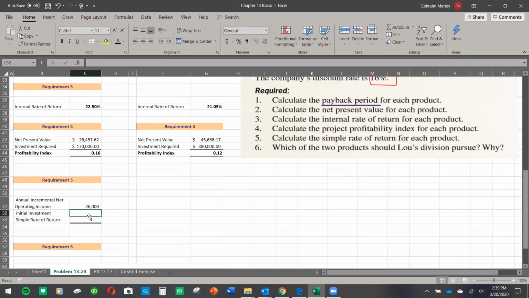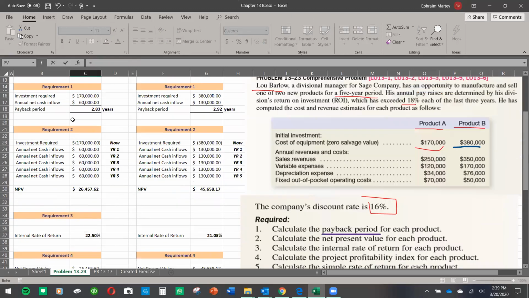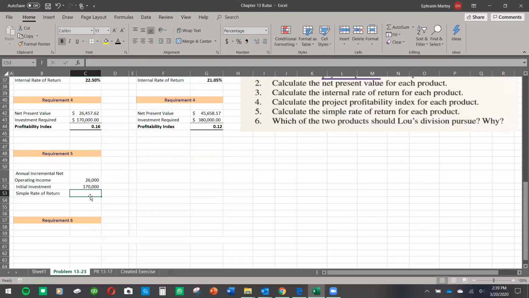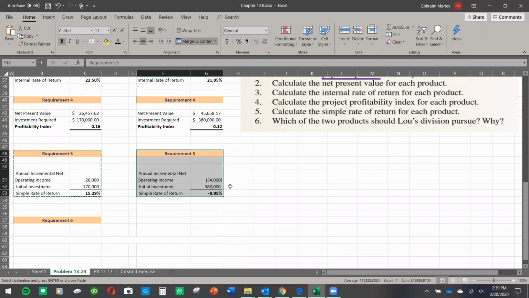And now we have the initial investment. What was the initial investment required? That was 170,000. So you put the 170,000 here, and then we take 26,000 divided by 170,000. That gives us 15.29%. We will do the same thing for project B, okay?